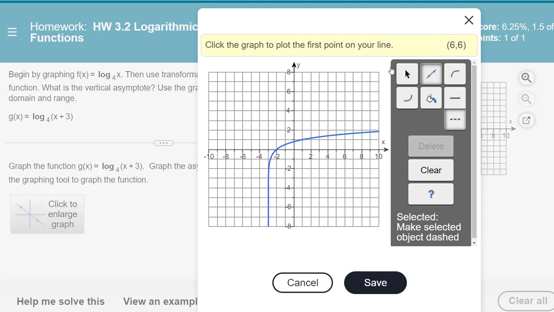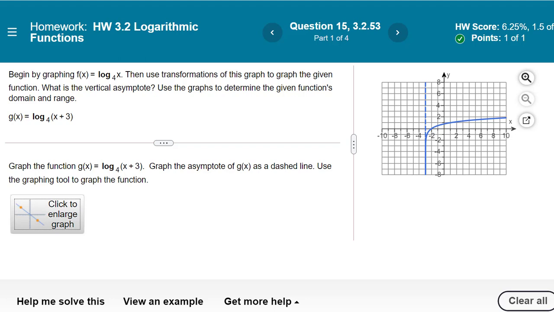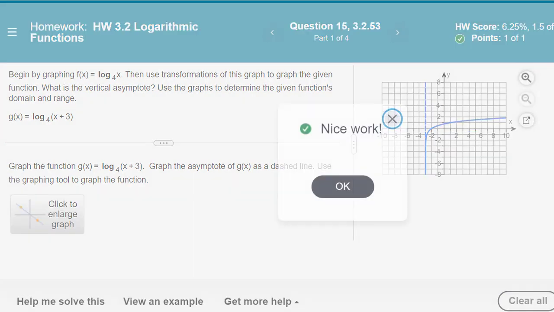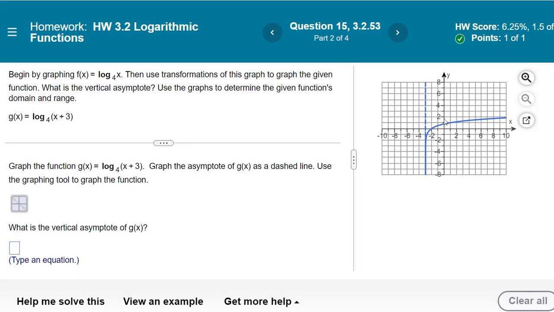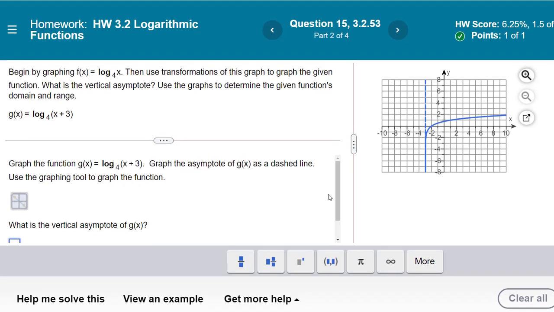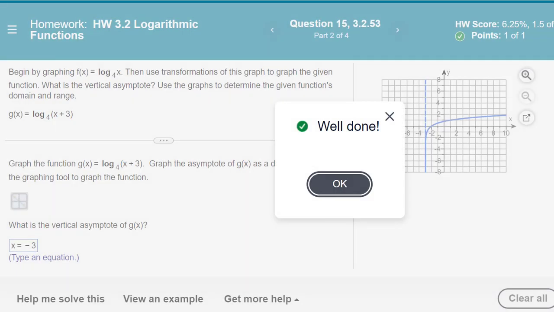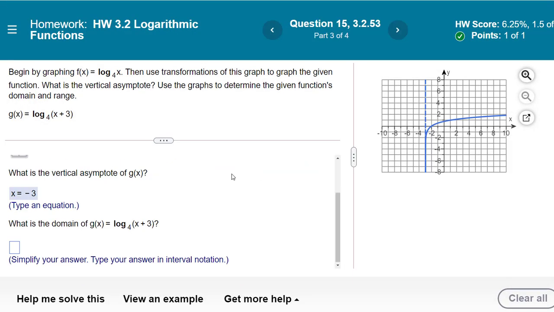So I go up here and look at my ordered pairs till I see a negative 3, and I plot 2 of those, and then I save it, and it will give me the correct answer as long as I put in the asymptote. Now it's going to ask for the equation of that vertical asymptote, and you have to put x equals negative 3. It has to be an equation.